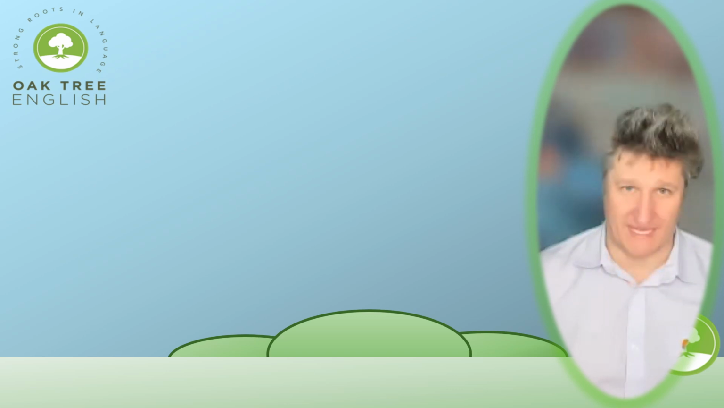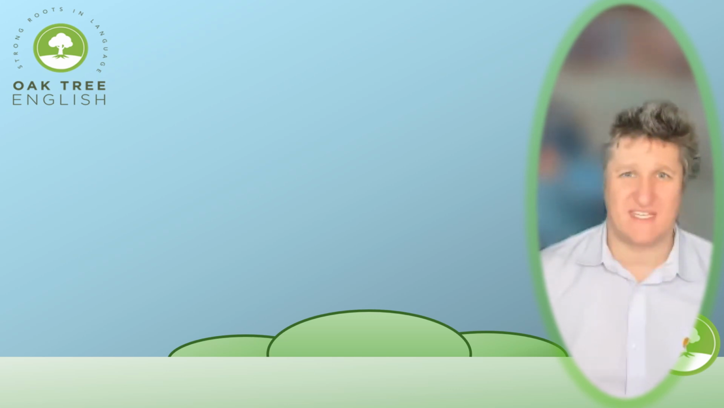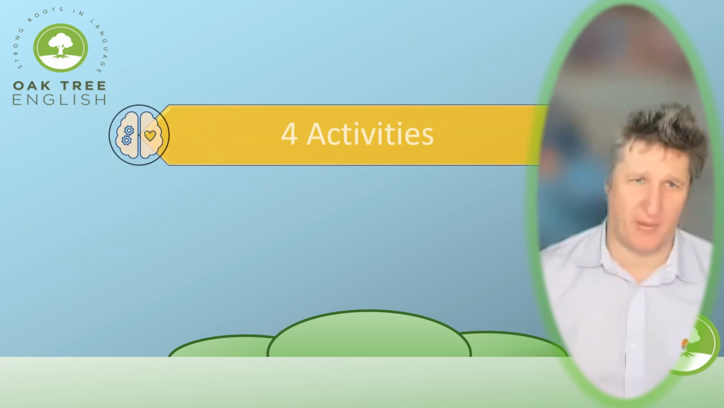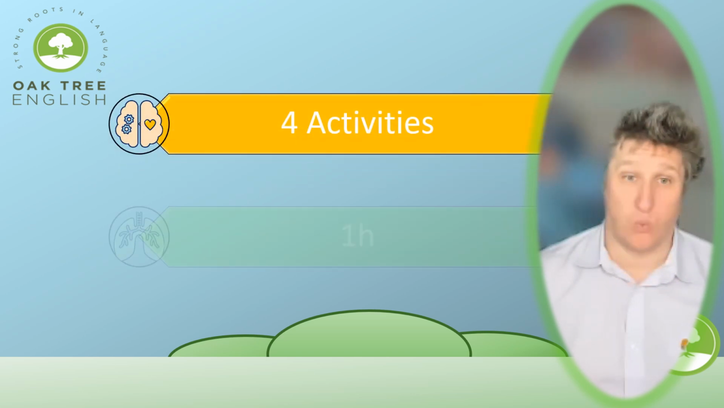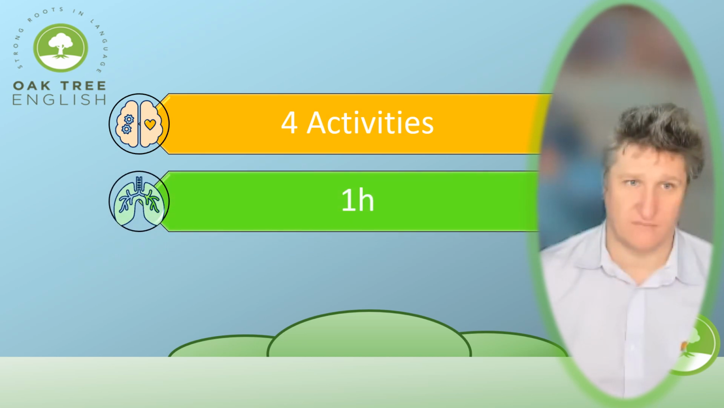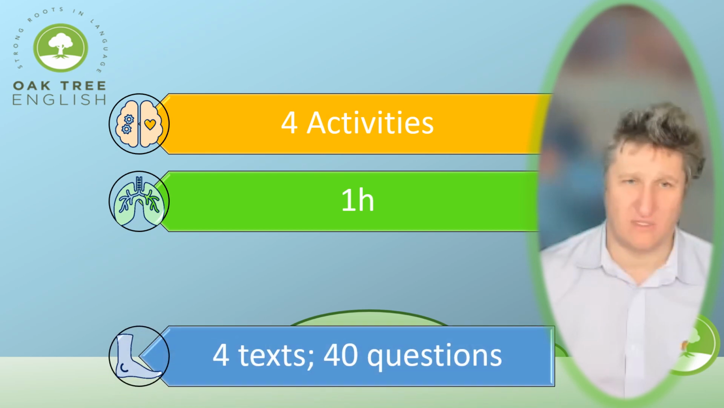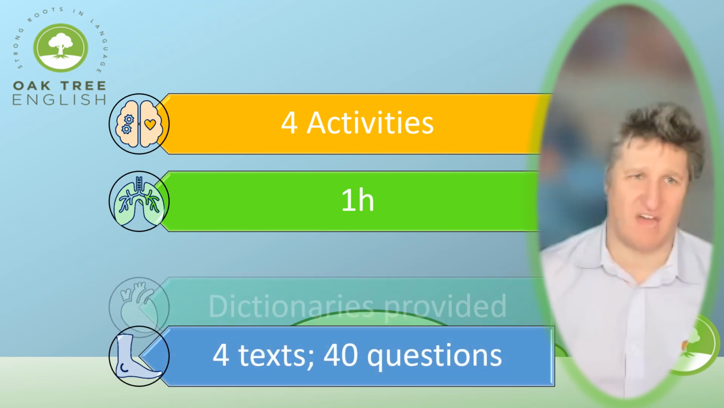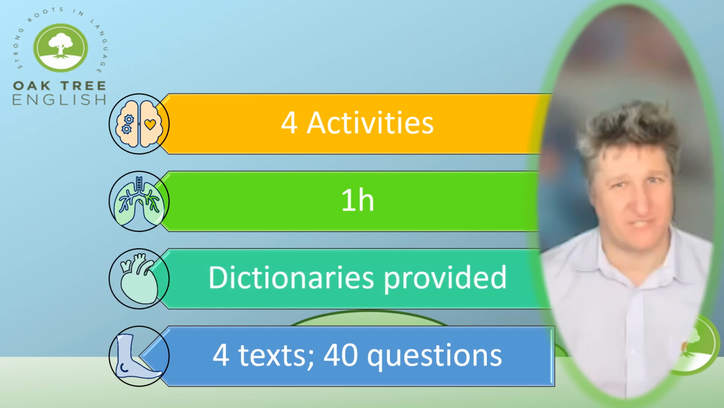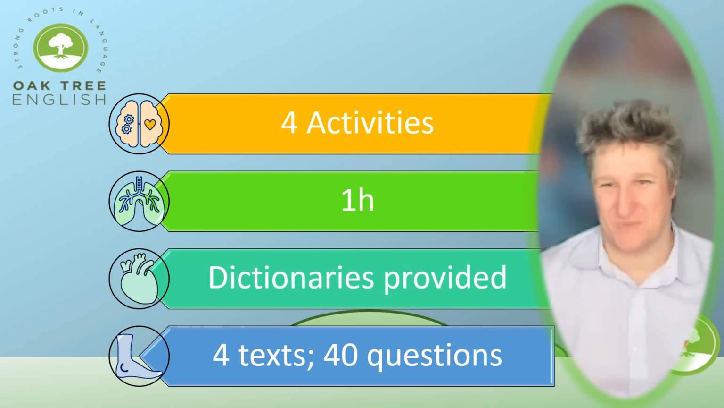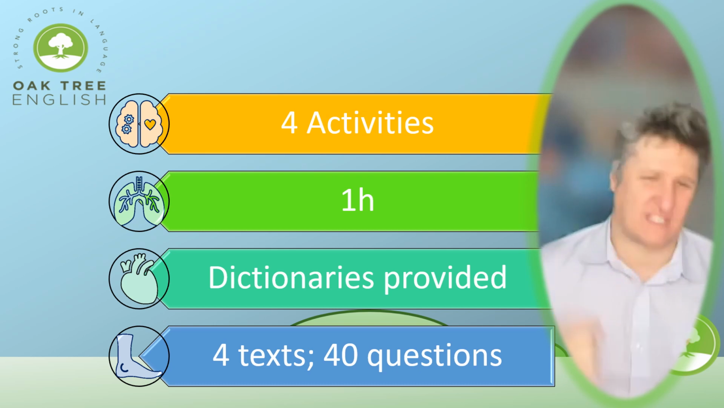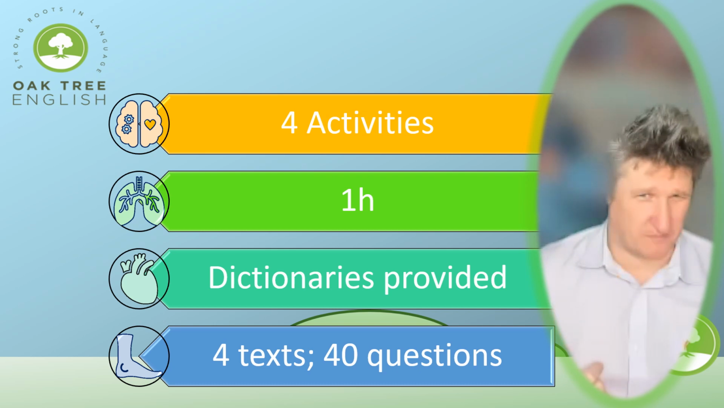First, the basics. The City and Guilds ESOL Level 2 reading exam is in 4 parts. You have 1 hour to do them all. Within the exam, there are 4 texts and a total of 40 questions. Dictionaries are allowed, but you won't have time to use them, so exercise wisdom. Dictionaries will be provided, don't bring your own.